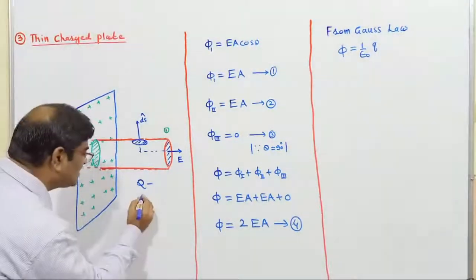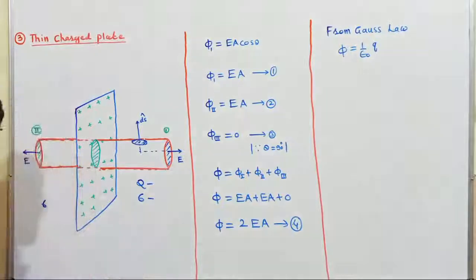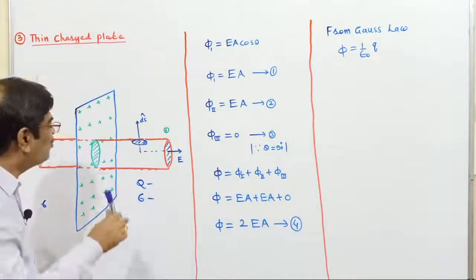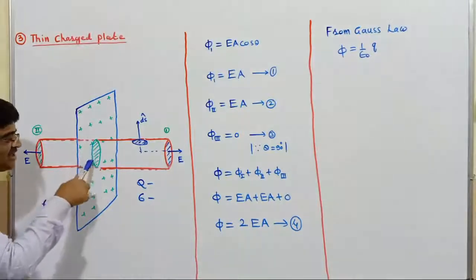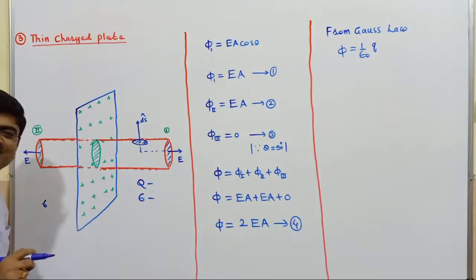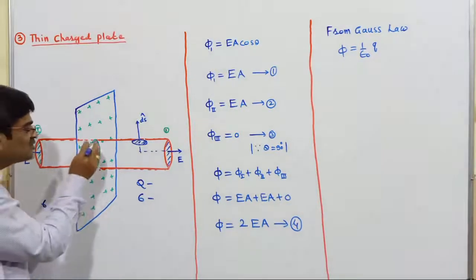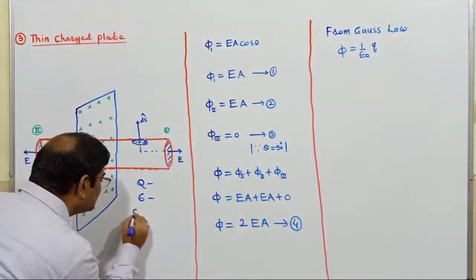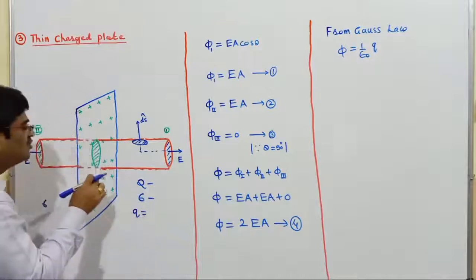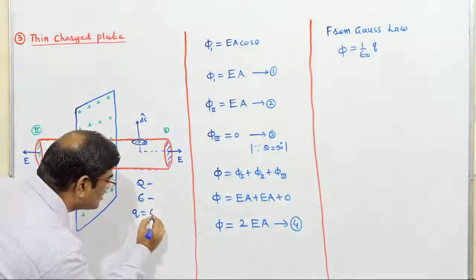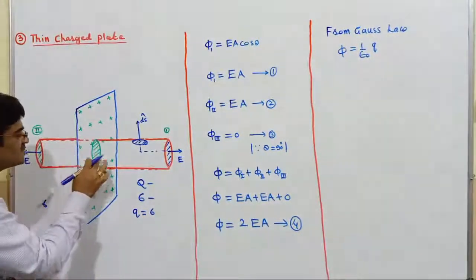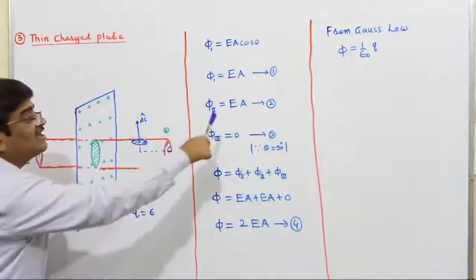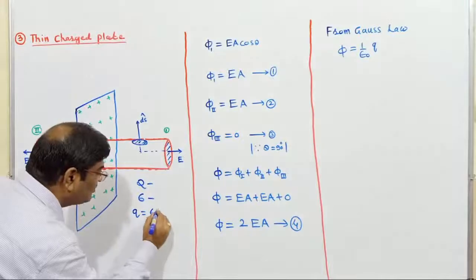over the whole surface, to have surface charge density sigma. Then how much charge do I have enclosed in the Gaussian? Whatever is present over the shaded green portion. And how much is the charge over the shaded portion? I can work it out. The charge over the shaded portion Q equals, I know over the unit area it is sigma. What is the area of the shaded portion? Equal to the area of cross section of the cylinder, and that I have taken as A.